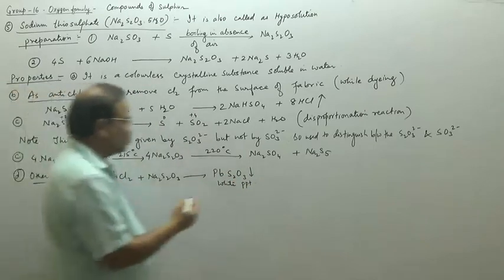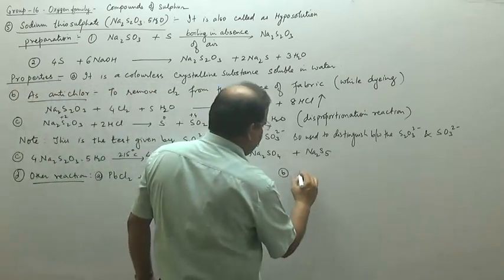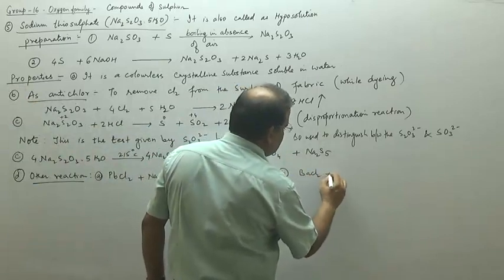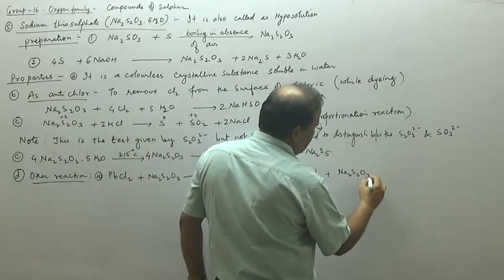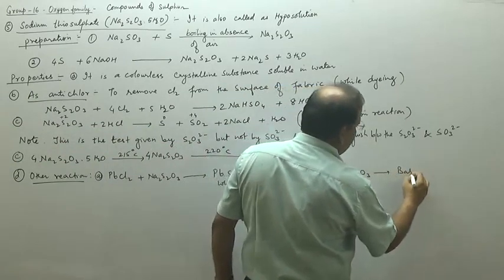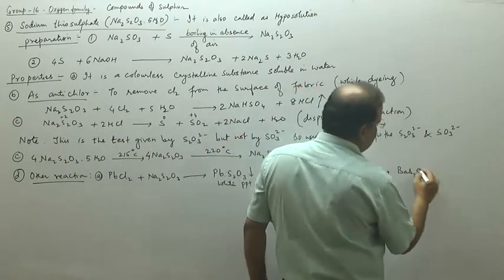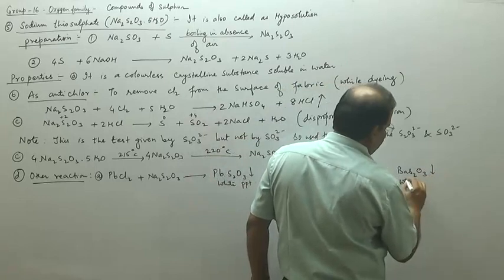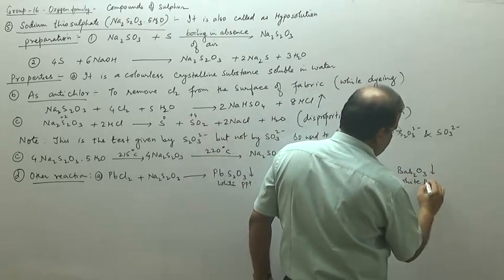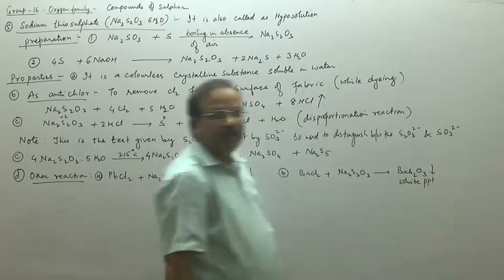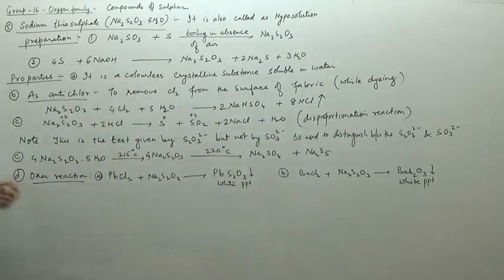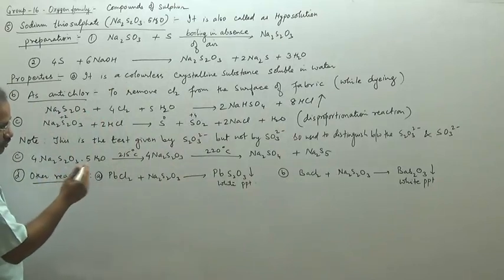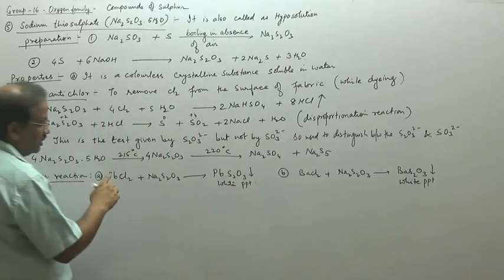Then if I react this with, suppose I write that BaCl2 is treated with Na2S2O3, then in that case also we'll get the white precipitate of BaS2O3, barium thiosulfate. It forms a white precipitate with barium chloride, and with lead chloride, and it forms a white precipitate with other sulfates also.